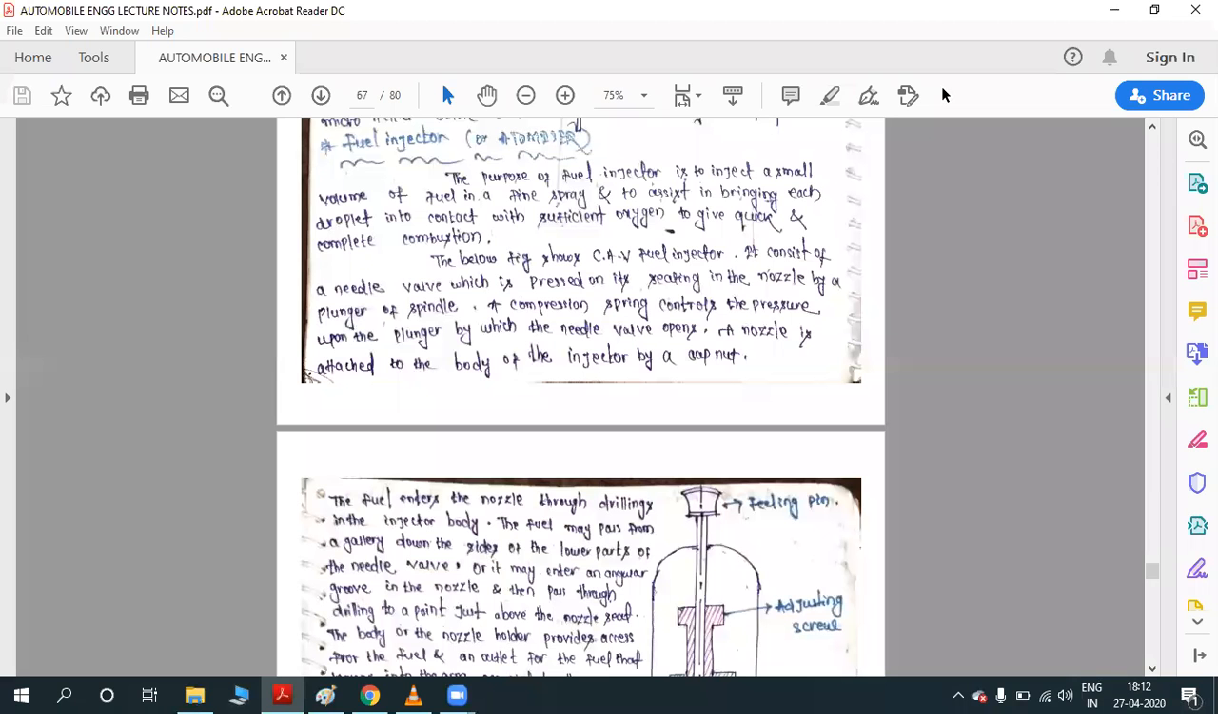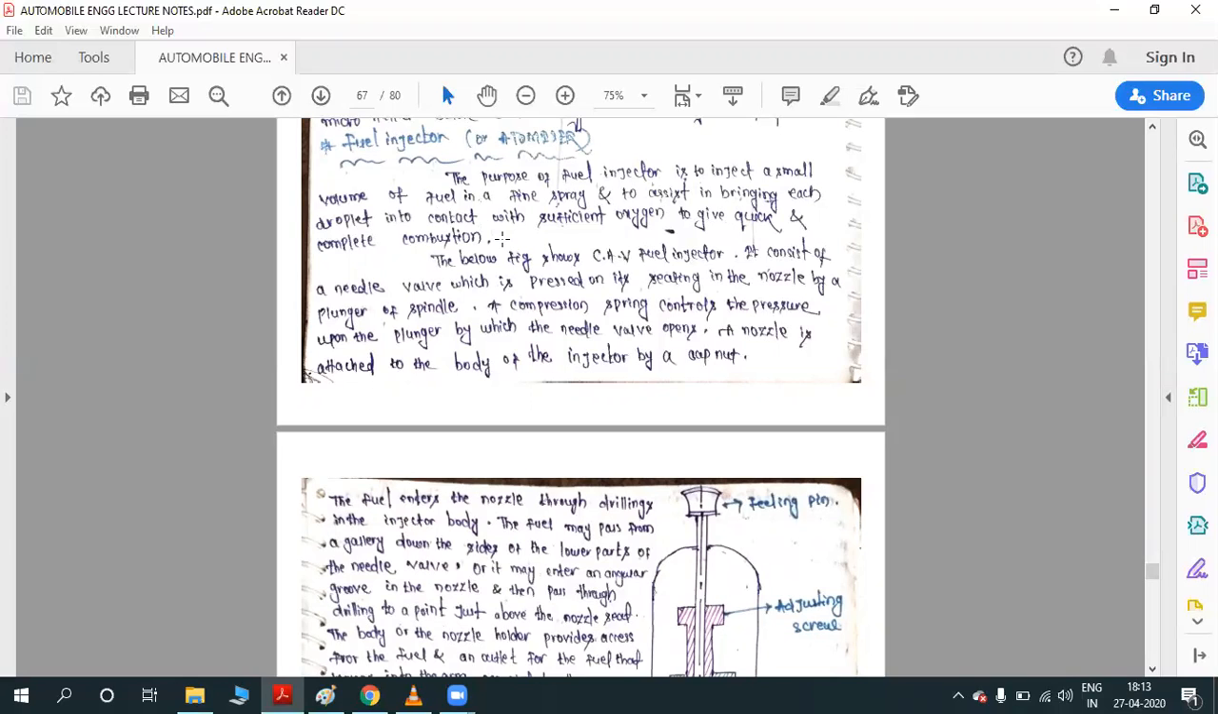Hello students. After completing the introduction to the fuel injection system of the diesel engine and talking about the filters of the diesel engine, our next topic will be the diesel fuel injector, which is also known as the atomizer. The purpose of a fuel injector is to inject a small volume of fuel in a fine spray and to assist in bringing each droplet in contact with sufficient oxygen to give quick and complete combustion.